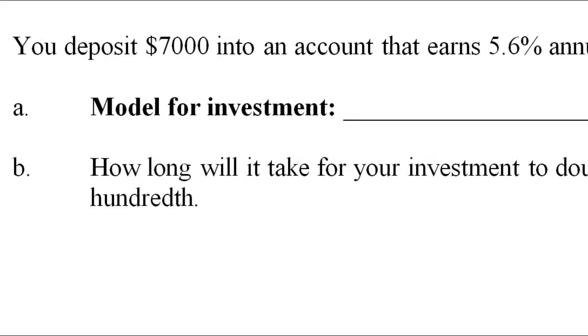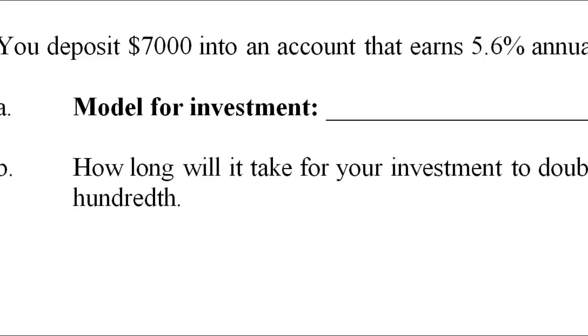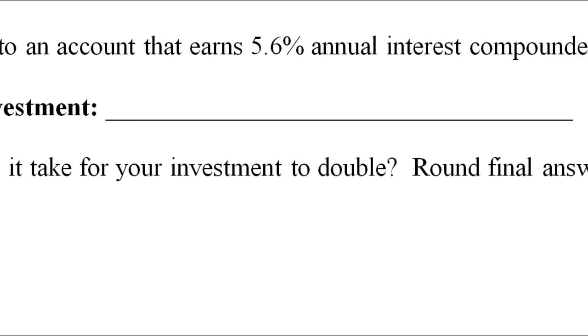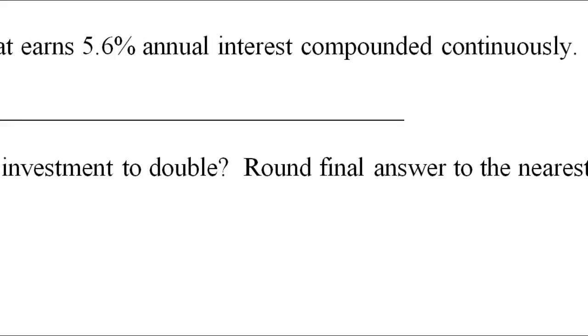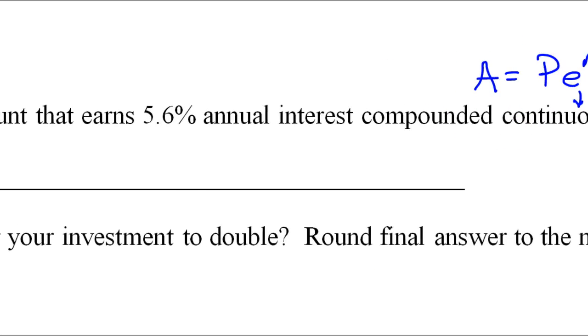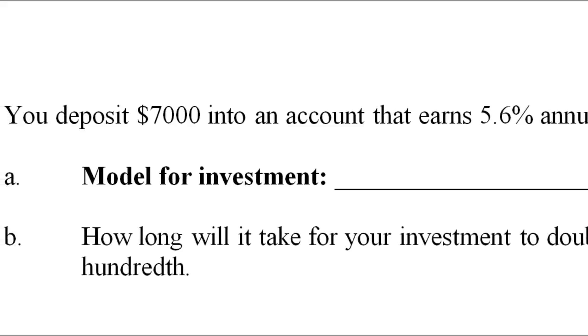You deposit $7,000 into an account that earns 5.6% interest compounded continuously. As soon as we see that word continuously, we know that we're going to use the PERT formula. The amount is going to be P times e to the rt power. That's the formula for continuously compounded interest.